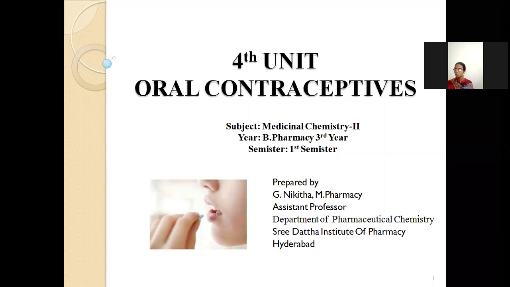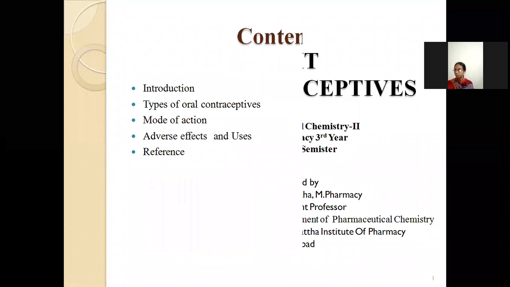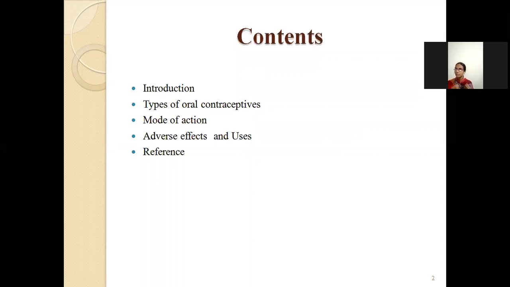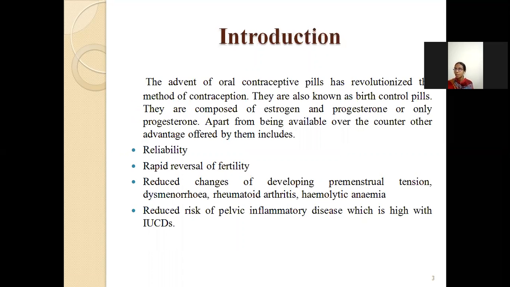So today we are going to discuss oral contraceptives, that is the 4th unit. In this, we will discuss the introduction, meaning what oral contraceptives are, the types of oral contraceptives, and their mechanism of action, adverse drug reactions and uses. So let's see what oral contraceptives are.